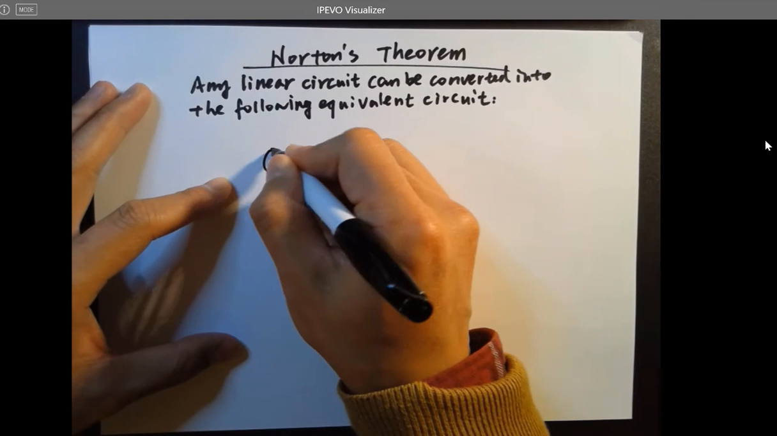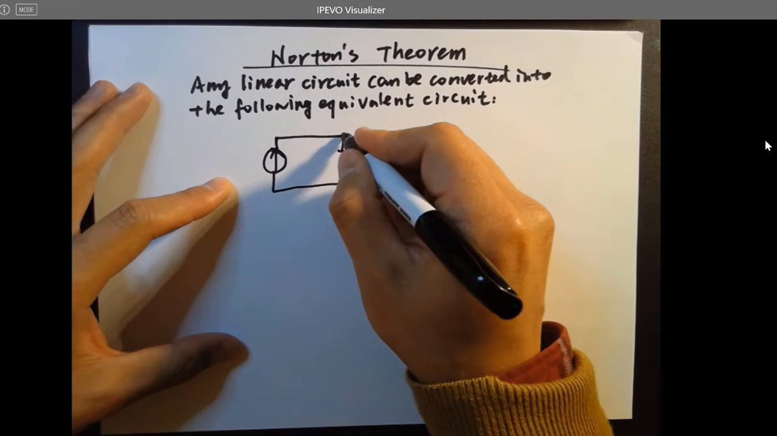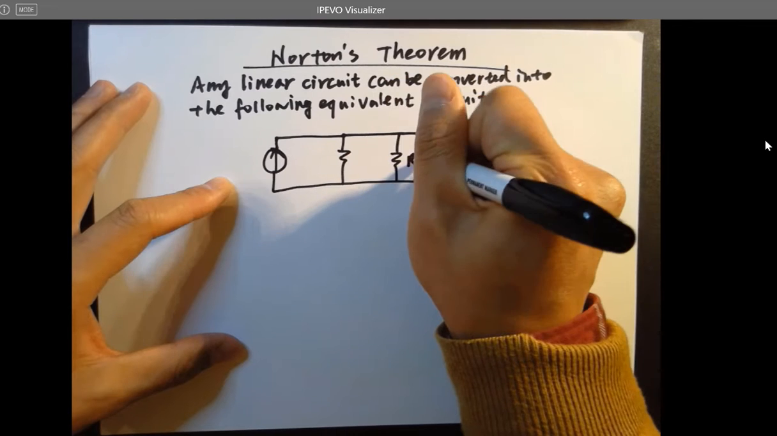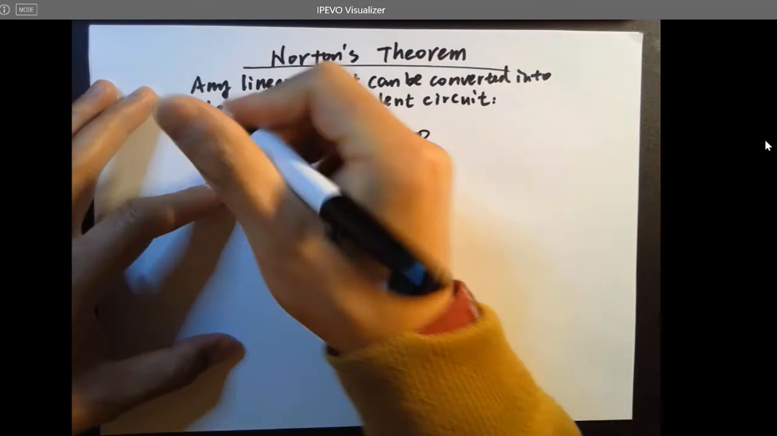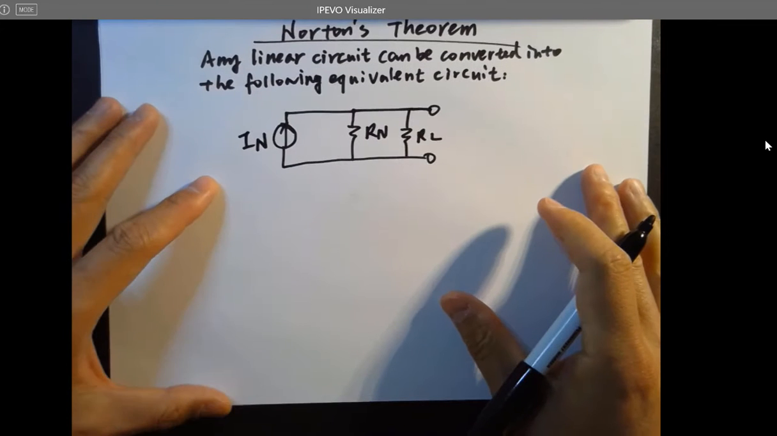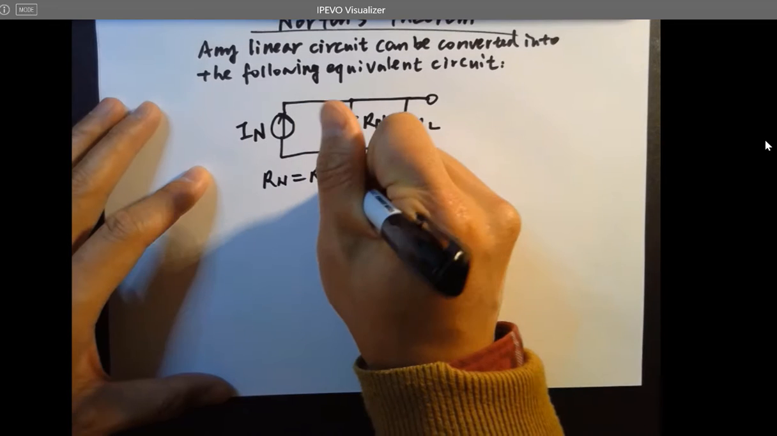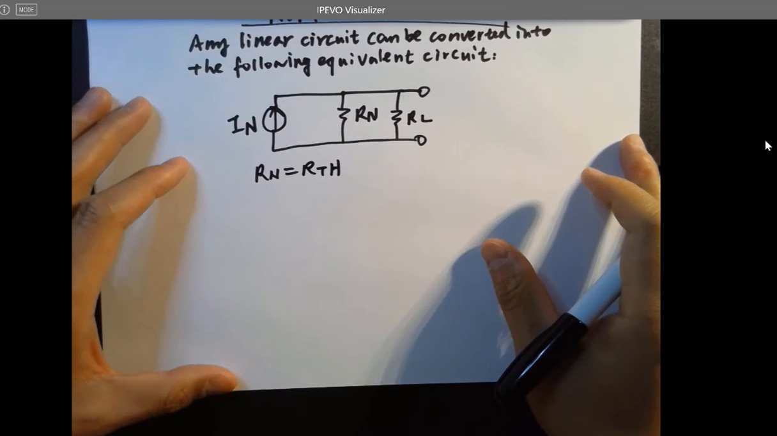It's a current source and a resistor, which is the Norton's equivalent resistor, called Rn. Here's a load, RL, which is provided by the user, so it's not being changed. This is Rn, this is In. And keep in mind, Rn equals RTH, which is what you learned in the last lecture for Thevenin's theorem.